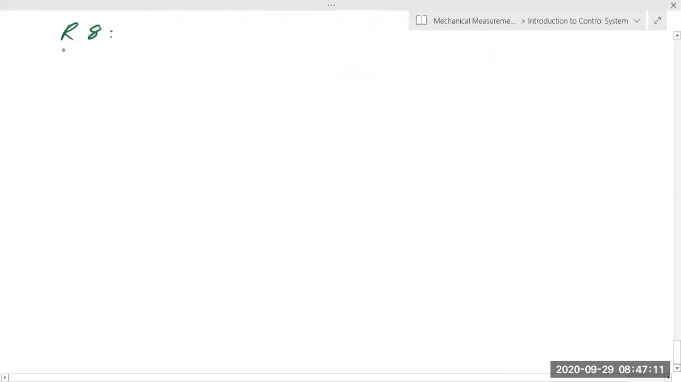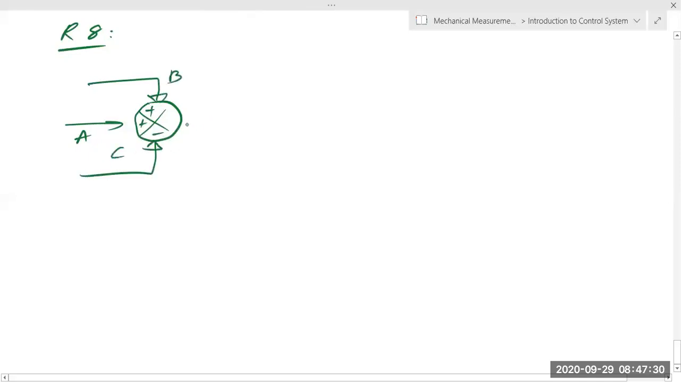Suppose I want to take rule number 8. Suppose this is plus, this is plus, this is minus. There are three signals, A, one more signal B, and one more signal C. And I want to split the summing point. Split summing point. Can we do it? Yes, we can do it.